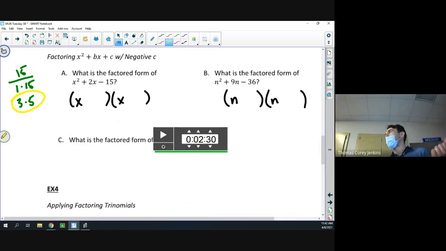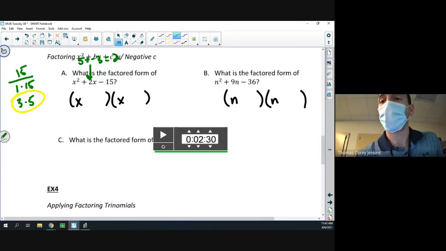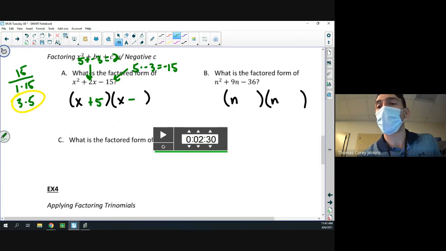From there, I make my sign decisions, all right? So if my sum is positive, which it should be, I'm looking for a +2 sum, I want the bigger number to be positive. All right, so that's my thought process to come up with 5 plus -3 equals 2, and 5 times -3 equals -15. So that's my winning combo, +5, -3. So we'd have x plus 5 times x minus 3, or x minus 3 times x plus 5.